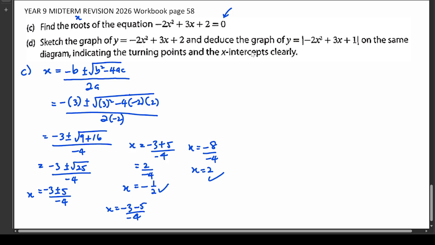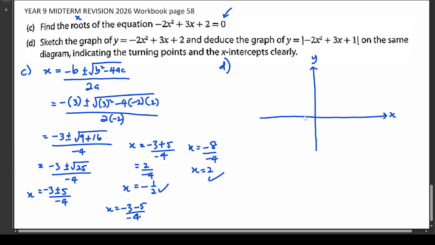Okay, so part D would be related to part C. D is where they ask you to sketch the graph. Okay, so sketch your axes, right? This is not plotting, this is sketching, so we are merely estimating. Okay, mark your points first, right? Get your points correct first.